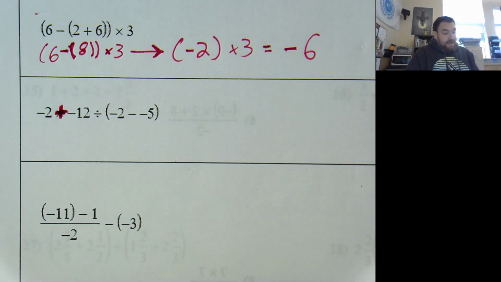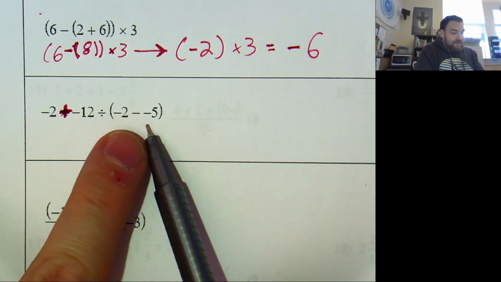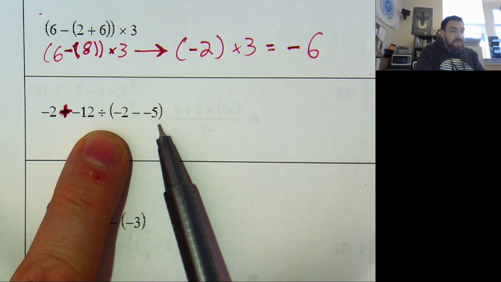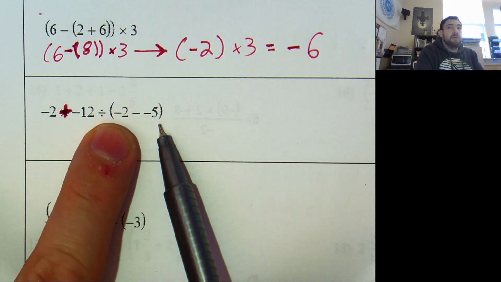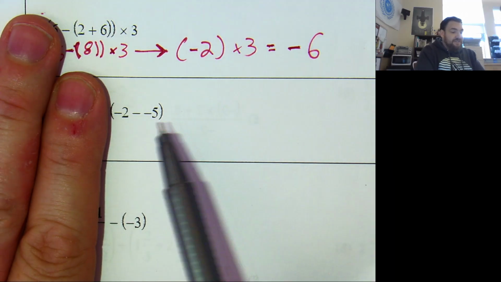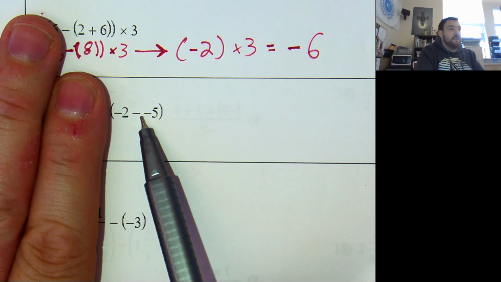BEDMAS starts with B. B is brackets. There is a set of brackets, so now we've got to deal with what's going on inside there. I have negative 2 minus 5. Ignore everything else. What is negative 2 minus negative 5? If I take something negative away, or if I have a double negative like this, what does that actually mean? It means we're turning this thing into addition.